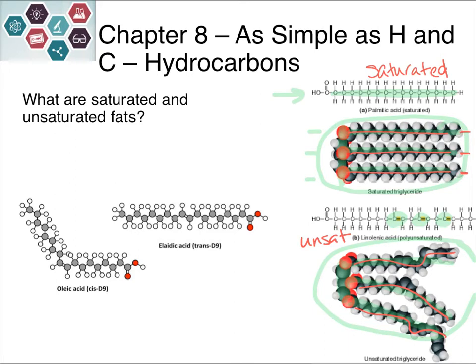Here's another viewpoint over here on the left. Here's a double bond, and if we look at how things are oriented on the double bond, the carbons are on opposite sides, so that's trans. And if we look at this double bond, the carbon groups are on the same side, making it cis.